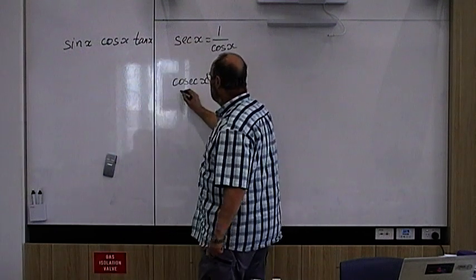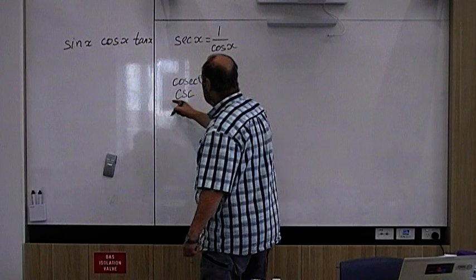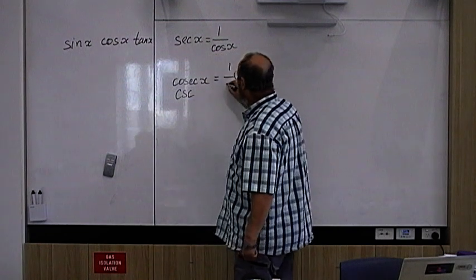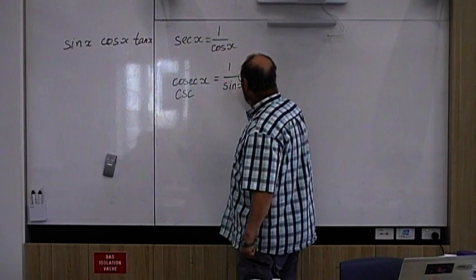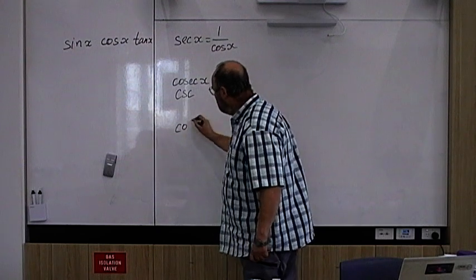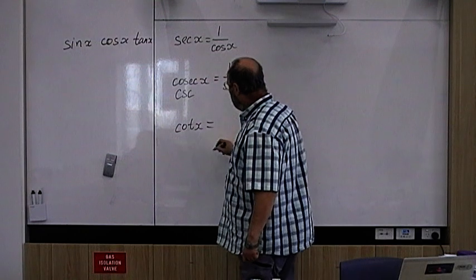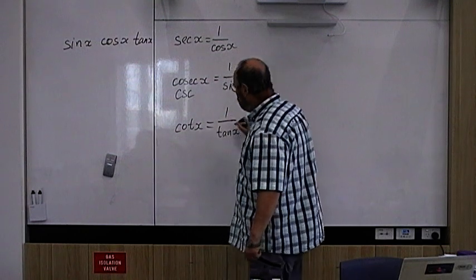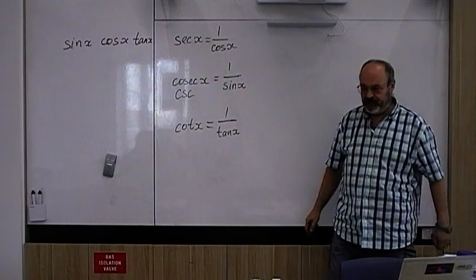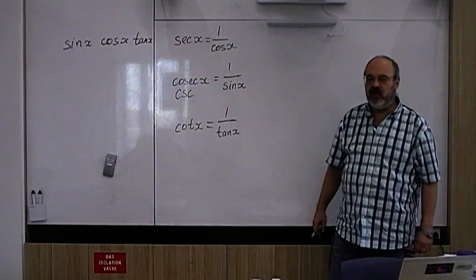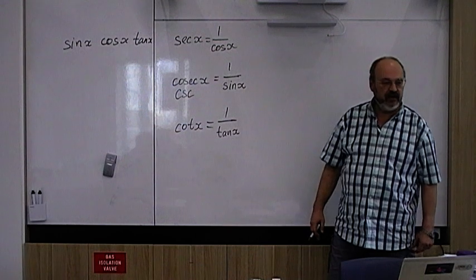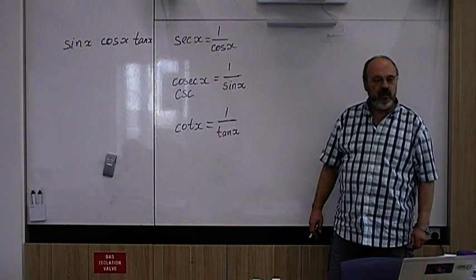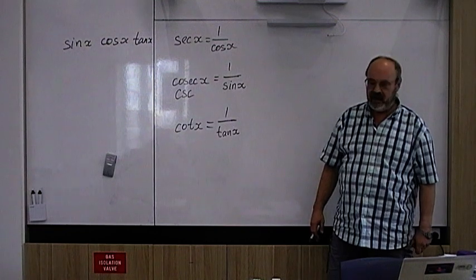Sometimes written as csc x, a shortened version, which is equal to 1 over sine x, and cotangent x, which is equal to 1 over tan x. So they are reciprocal, just 1 over. Later on we'll look into the graphs of those functions, but that is for later. Today we will work with some identities.